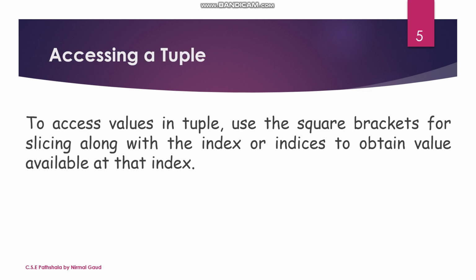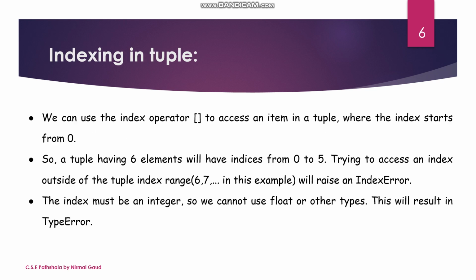How to access a tuple? To access a tuple, we use square brackets for slicing along with the index or indices to obtain the value available at that index. Indexing in tuple. We generally use the index operator, that is square brackets, to access an item in a tuple, where the index starts from 0. So a tuple having 6 elements will have the indices from 0 to 5. If 7, it will have 0 to 6.